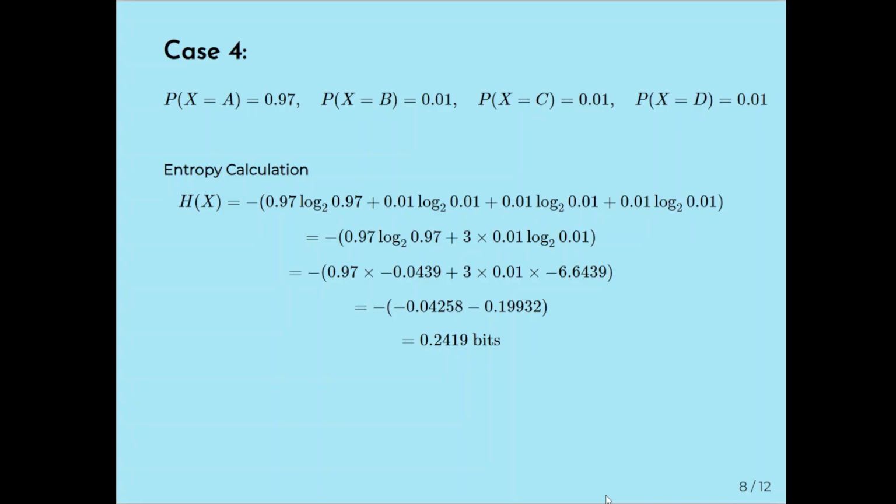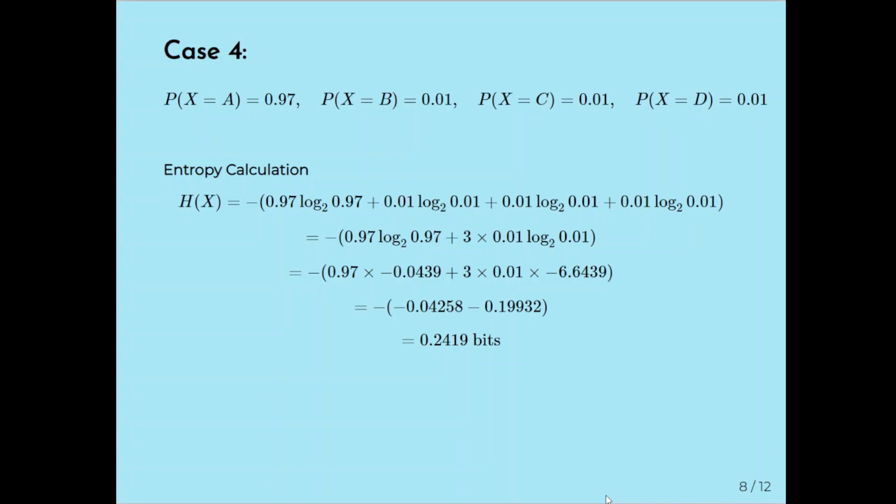Okay, so we end up with minus the sum of minus 0.04258 minus 0.19932. Essentially, sum is a bit of an unusual expression there, but that's exactly what it is. So we add those two numbers together and just resolve the minus signs. We get 0.2419 bits. And there we go.